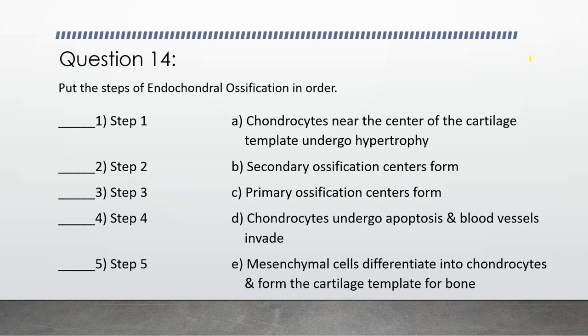All right, same thing for the endochondral. We're going to start with mesenchymal cells again. Remember, those are going to be our stem cells, so that's going to be step 1. This time they're going to form cartilage. The chondrocytes are going to get bigger, and then they're going to die. That's what apoptosis is, cell death. We're going to have the formation of our primary ossification centers first, and then our secondary ossification centers.